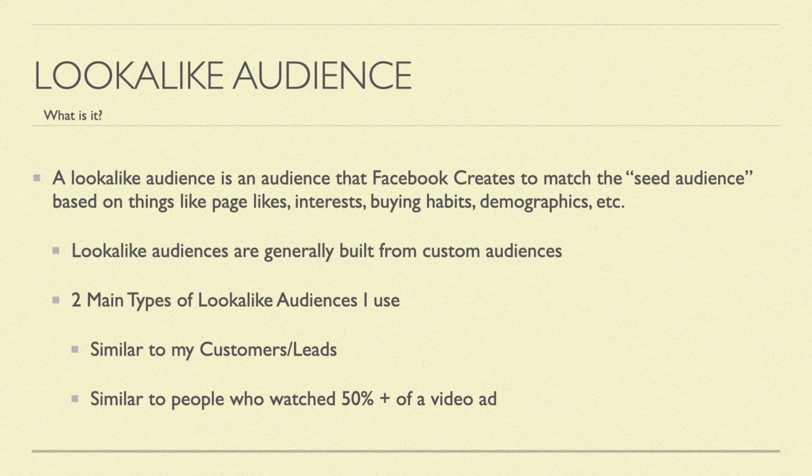So basically, a lookalike audience is generally built from a custom audience. There's two types of lookalike audiences that I use. What I might do is give Facebook a list of my customers or leads, and I'll say, hey, these are the people that I want to target because these are my ideal customers. These are people who have purchased my product. So I know that these people are definitely going to be interested in what I have to offer and be more likely to convert than the general population of Facebook.